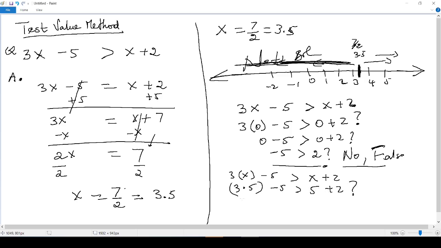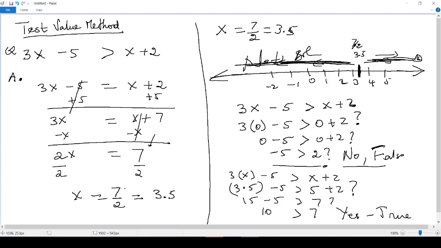Question mark. Have 15 minus 5. Is it greater than 7? Question mark. 15 minus 5 is 10, right? Is 10 greater than 7? Yes, or I can say true. So this side of my number line is the solution.